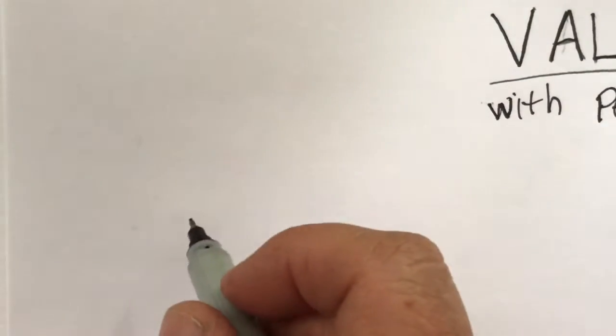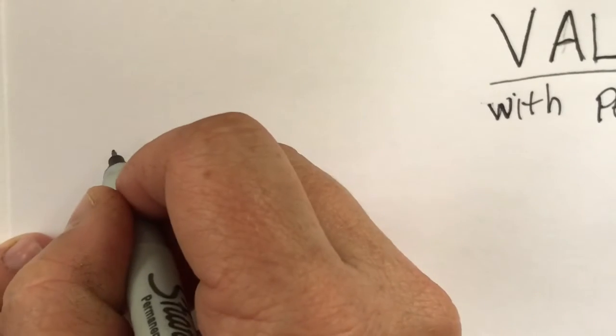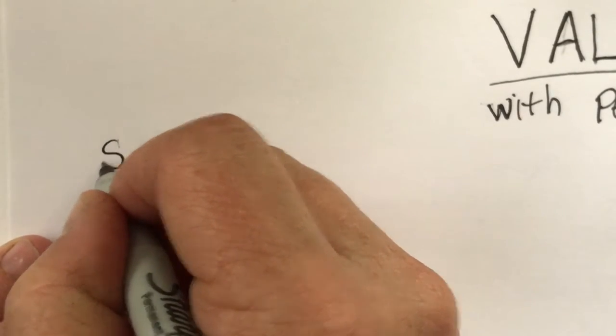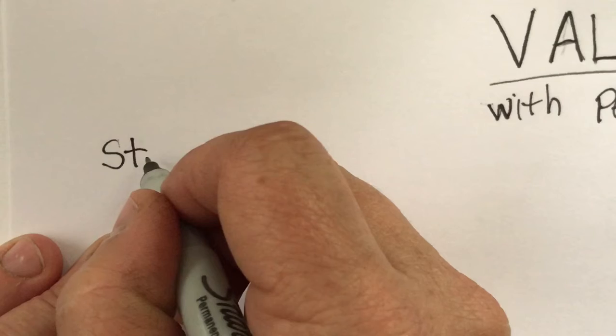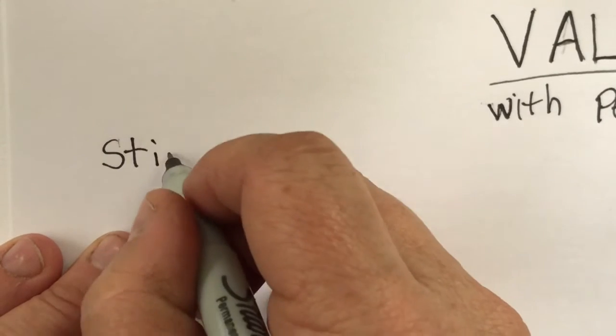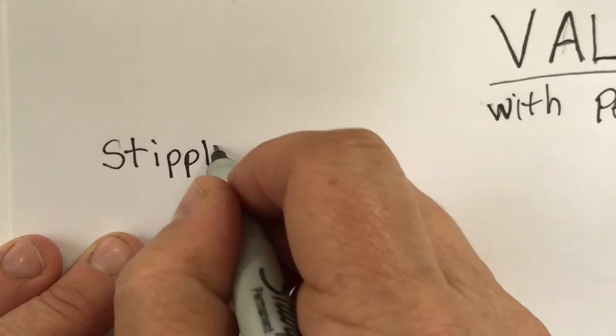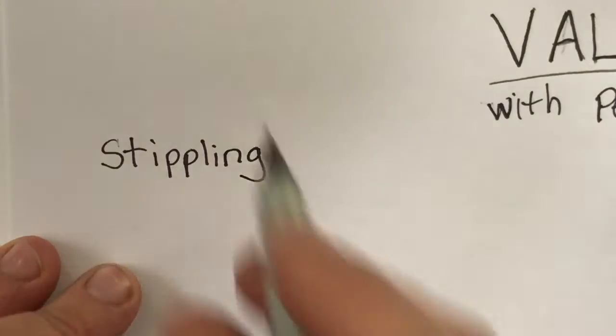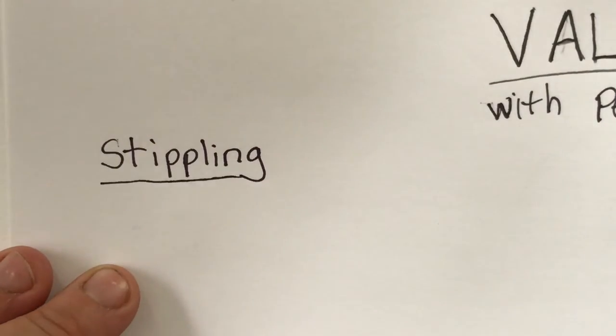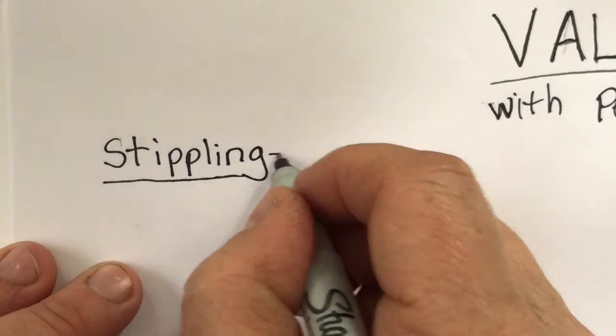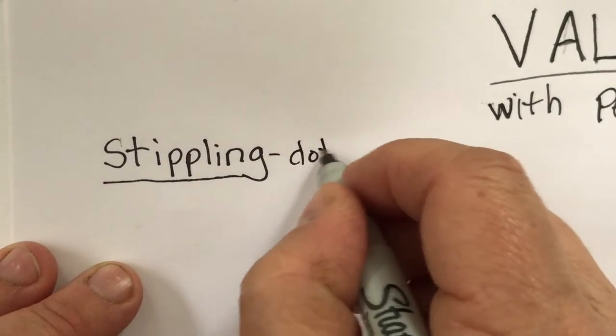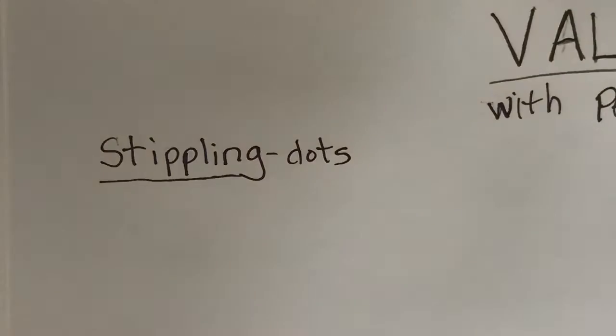Okay, the first technique we're going to work with is called stippling. So you're going to write this down with me. Okay, please write the word stippling. And what stippling is are dots. We are going to use dots to make value.